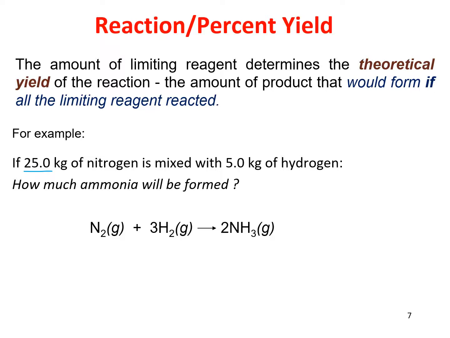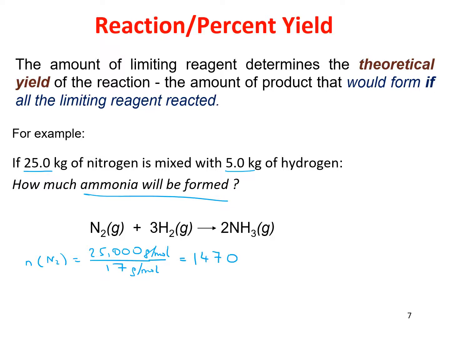So it says if 25 kilograms of nitrogen is mixed with 5 kilograms of hydrogen, how much ammonia will be formed? Fine, we can do it. So we find the moles. It's going to be 25,000, because I have converted the kilograms to grams, divided by 17 grams per mole. The molar mass is in grams, that's why I need to do that. So I have 25,000 divided by 17, and that's 1,470 moles.